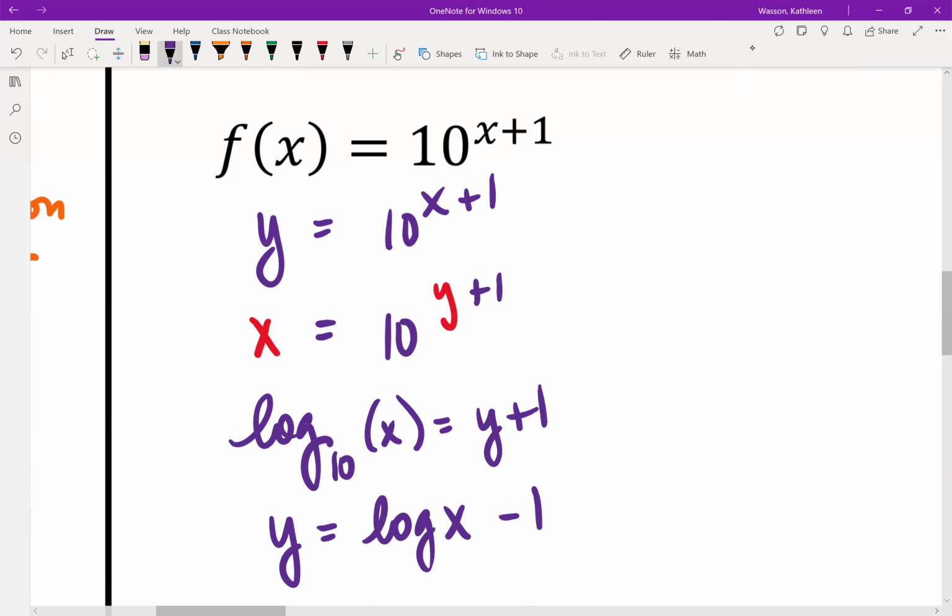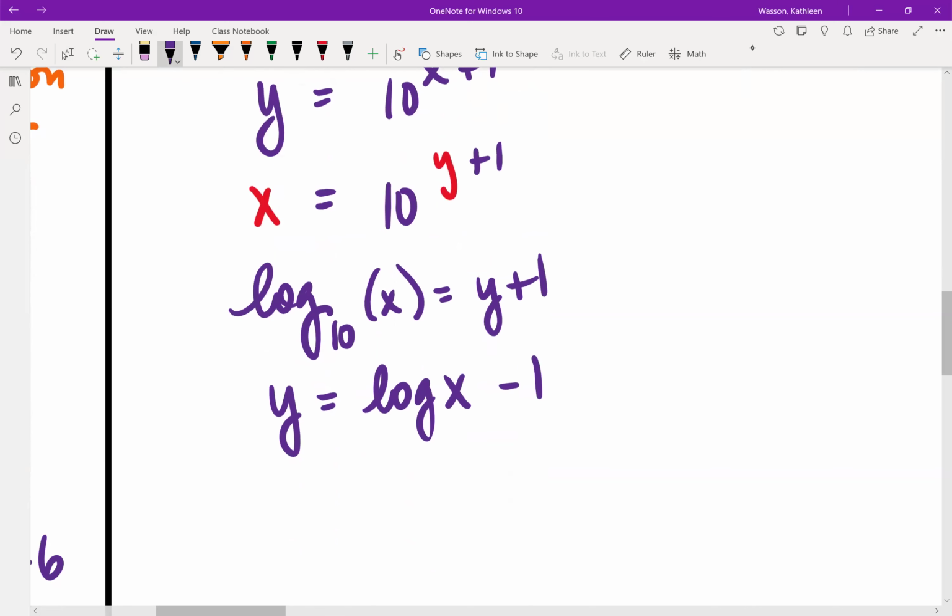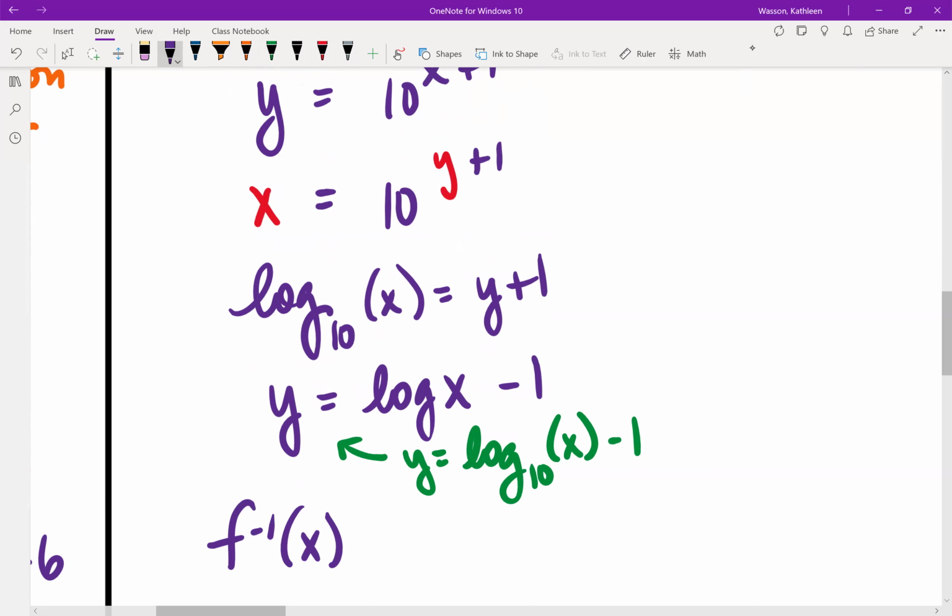But this is the same equation, by the way, as y equals log base 10 of x, minus 1. All right. So now that we've solved for y, I can write this as inverse of f of x, and that's equal to log x minus 1, however you choose to write it.